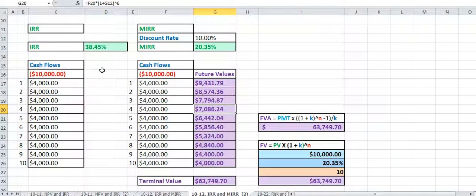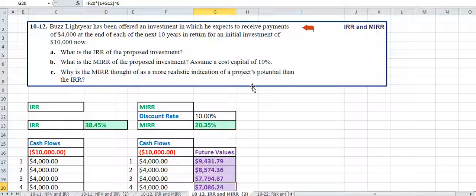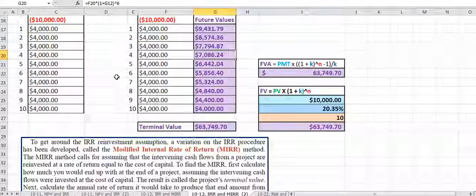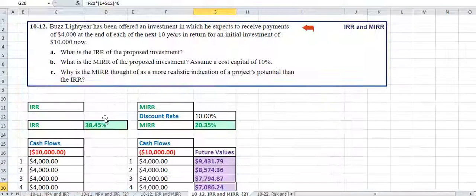Okay, that is problem 1012. Oh, and make sure that you answer all three of these questions. I pretty much answered them for you, but if you're not sure about C, you can read here, and there's more about this in the book that will help you compose your answer to question C.